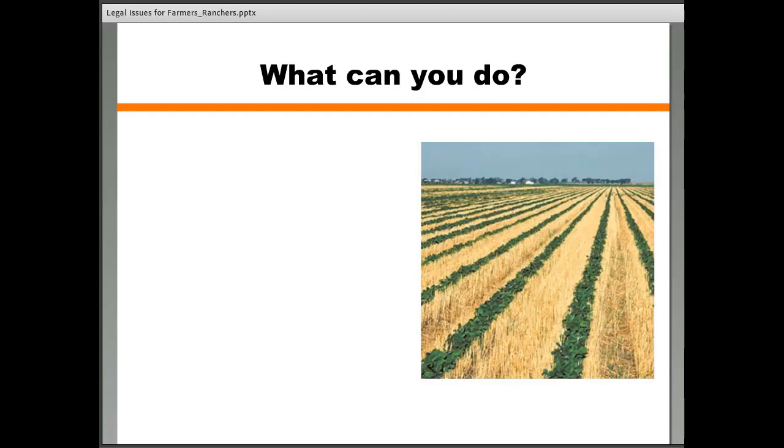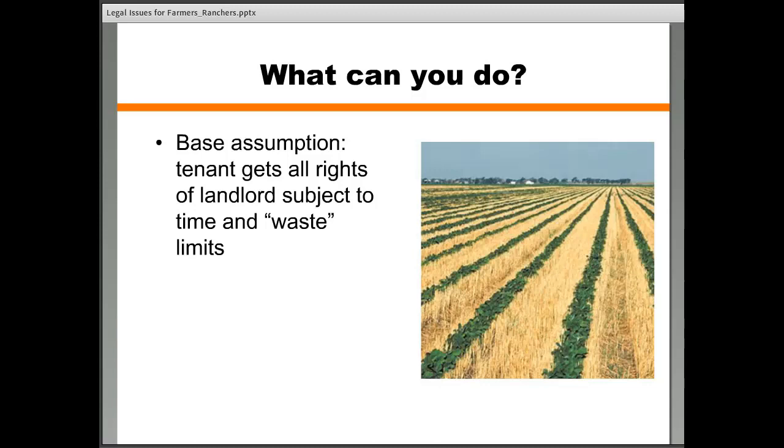A few slides ago, I said that when we give a tenant a lease to property, we're giving them basically all the rights of the landlord, subject to a couple of limits. Number one, we're giving them access to the land for a limited period of time. So they don't have the land forever. And also there's a doctrine called waste. Without getting into the legal minutia too much, all we're saying is that the tenant is responsible for taking care of the land so that when they return it to the landlord at the end of the lease, they haven't significantly diminished the value of the land. But other than that, the tenant is given exclusive use of the property unless we specifically limit what they can and can't do in the lease.